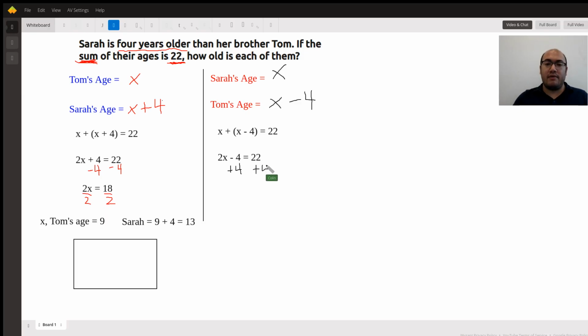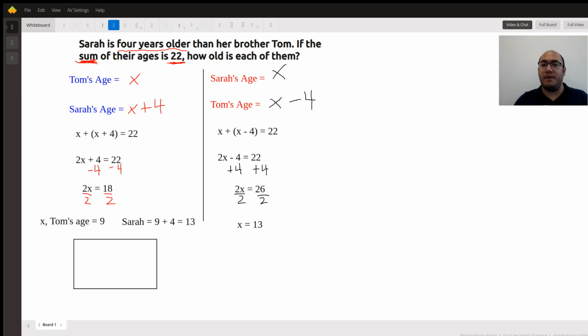I'm left with 2x on the left side. And then this time around, 22 plus 4 is going to give us a total of 26. So now 2x equals 26. That's our new equation here on the right. From there, same as before, I'm going to divide both sides by that 2. And then that gives us our answer for x. This time, x equals 13.